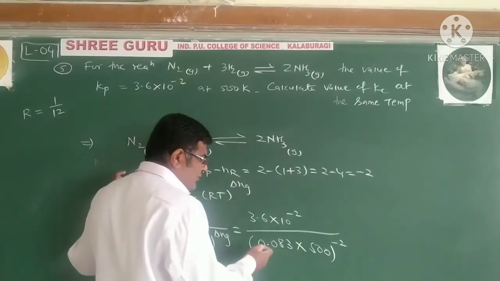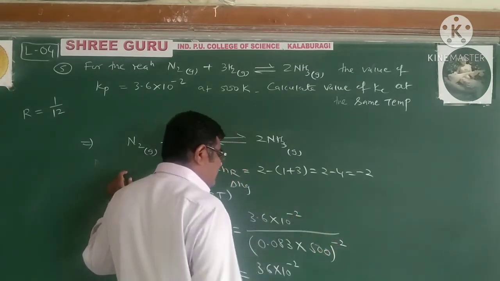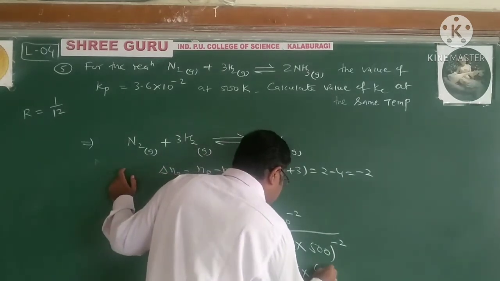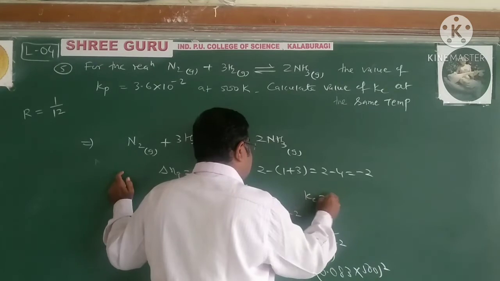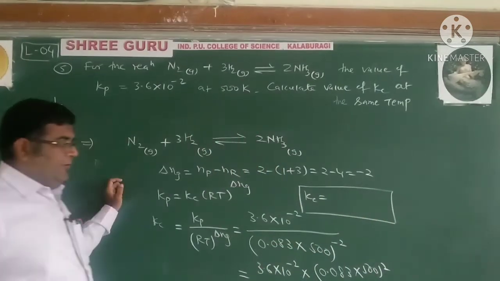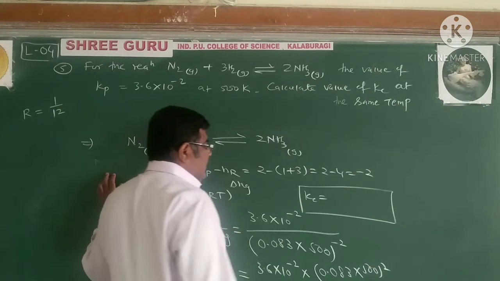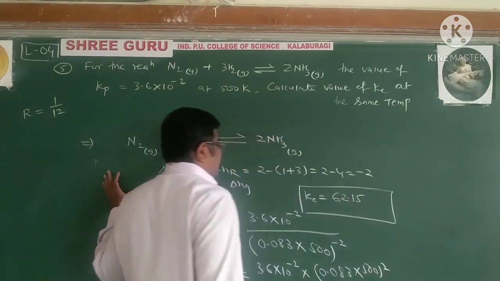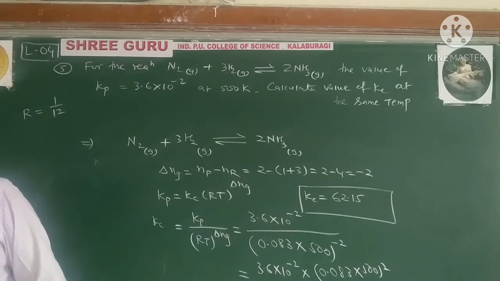But in this calculation, if calculators are allowed, we should not worry about it. This minus 2 in the denominator becomes plus 2 in the numerator: 0.083 into 500 square. And if we do this calculation, what value of Kc will we get? It is 62.15. I am getting that answer here, 62.15. Yes, you can verify that answer. This is question number 4. Question number 5, now we'll go ahead.